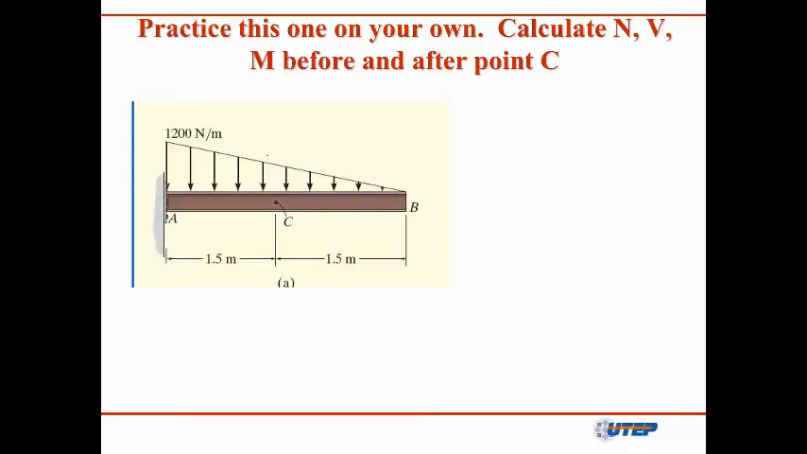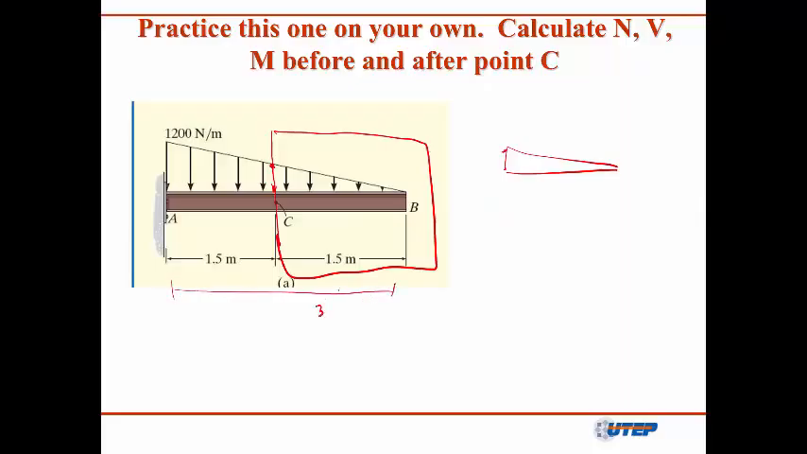Practice this one on your own. This is one of those cases where if you cut here and then use the right hand section, you don't have to determine the support reaction. So you can go from right to left. Now keep in mind, for the distributed load, you need to calculate what this height is here, and you can use similar triangles. So you have here 1200, and here you have 3. The relationship is that 1200 newtons per meter over 3 meters is the same as this value at point C over 1.5 meters.